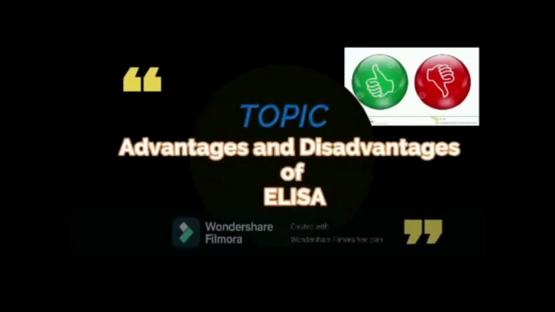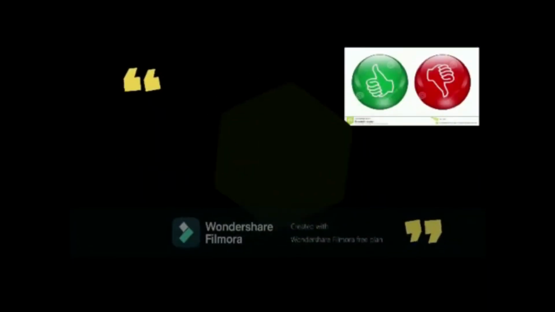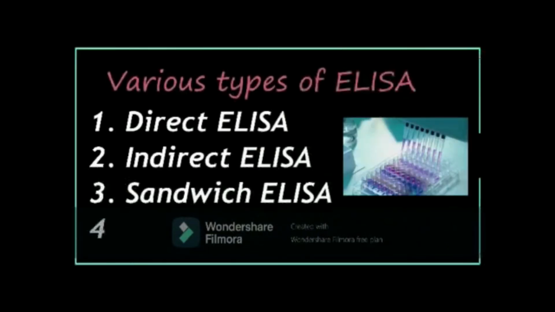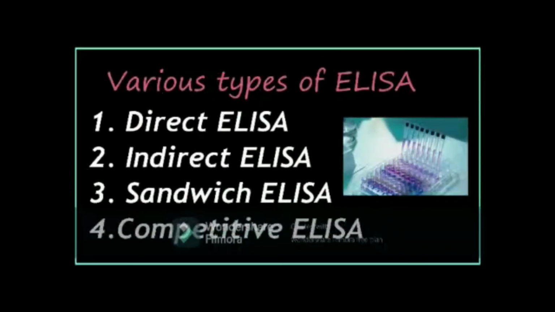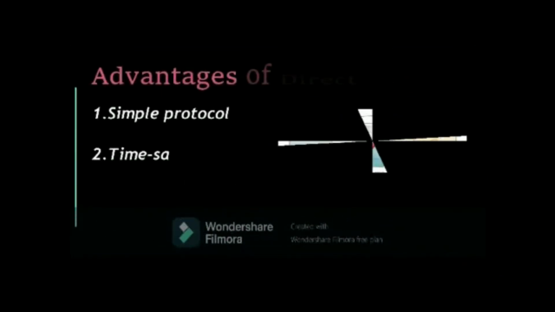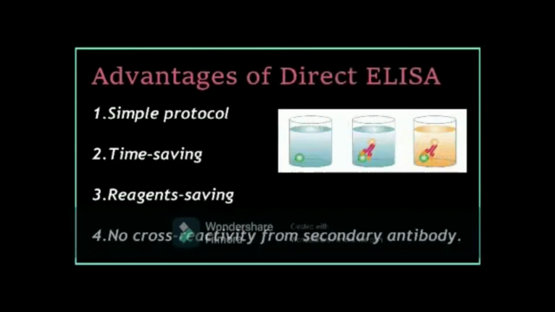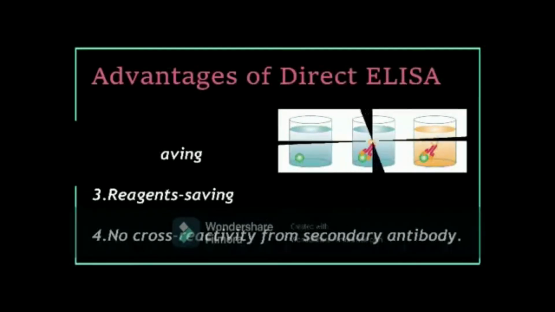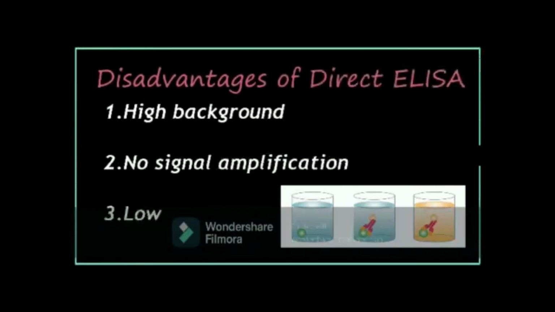Advantages and disadvantages of ELISA. There are various types of ELISA present: direct ELISA, indirect ELISA, sandwich ELISA, and competitive ELISA. Coming to the advantages of direct ELISA, it is a simple protocol, time saving method, reagent saving, and no cross reactions from secondary antibodies is seen. Disadvantages of direct ELISA: it has high background, no signal amplification, and it has low flexibility.